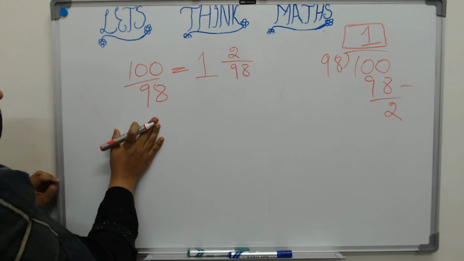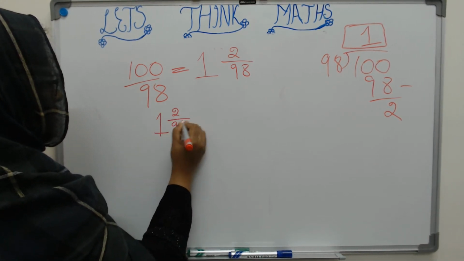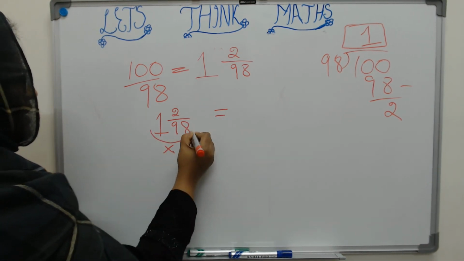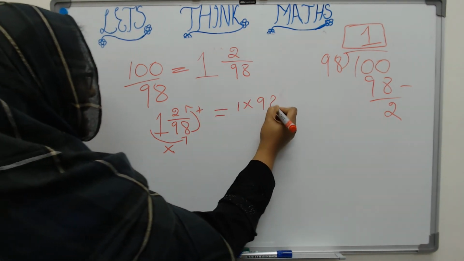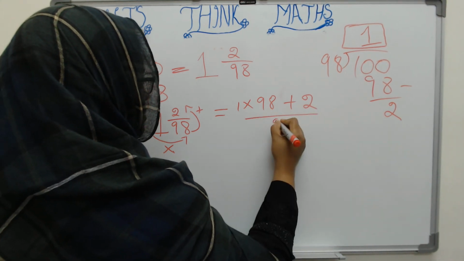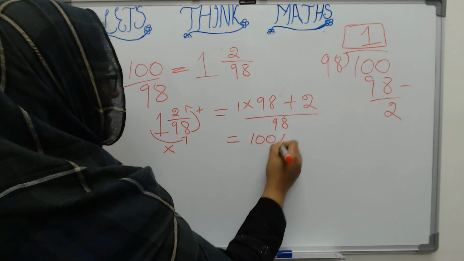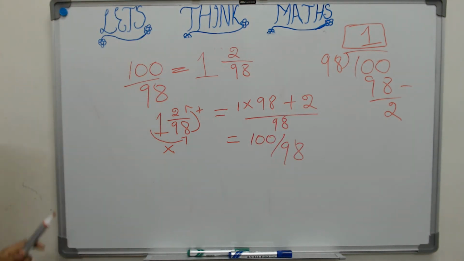Now how do we come back to this? What we do is, from here we multiply and from here we add: 1 into 98 plus 2, and of course the denominator remains the same. So this will be 100/98. So this is how we convert it. Let us see one more example.